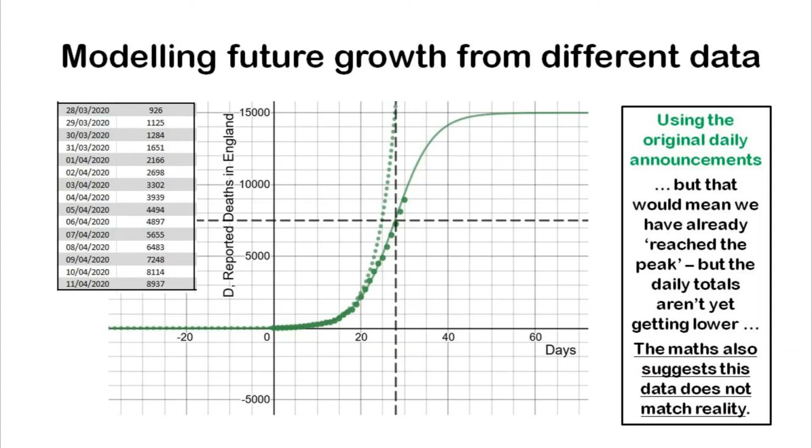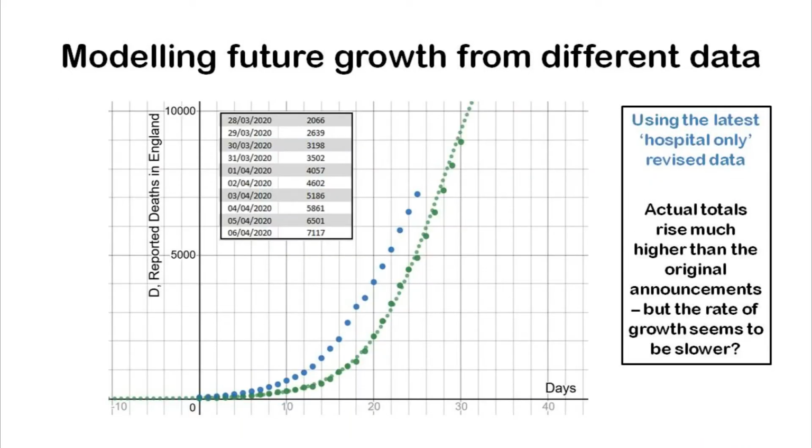Now looking at that logistic curve that matches the data that's been announced, it seems to suggest an overall death total of about 15,000. But is that likely to be accurate? No. Because the announcements are underestimates, the death total is also likely to be an underestimate. This would suggest that we've already passed the peak, but we haven't. So the maths is also backing up the fact that these data are not accurate.